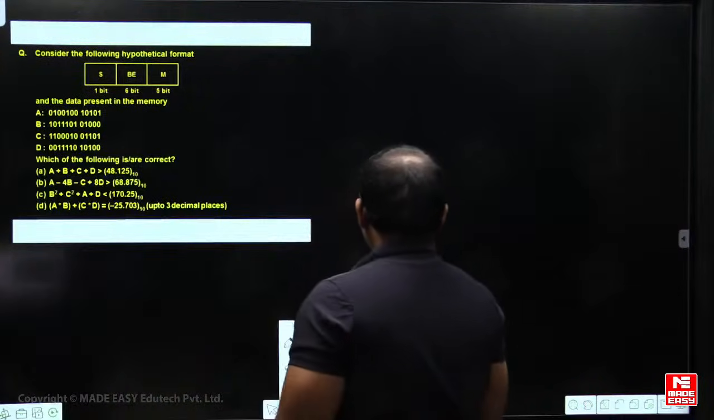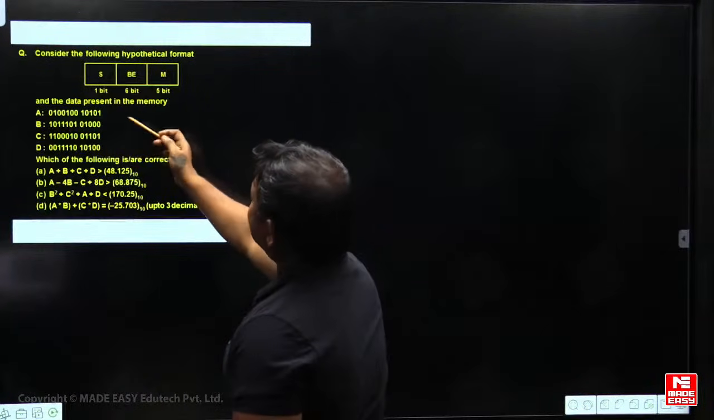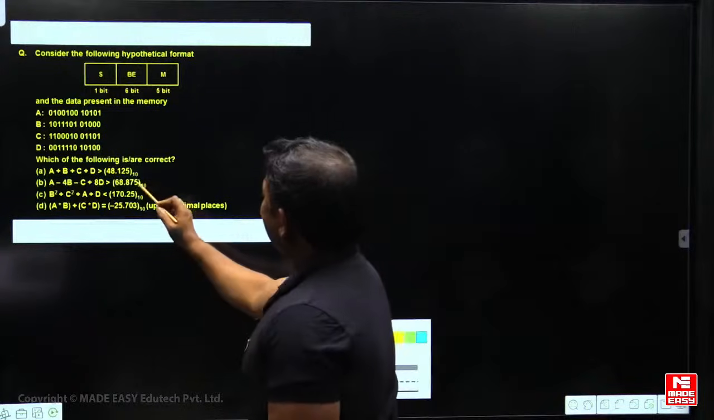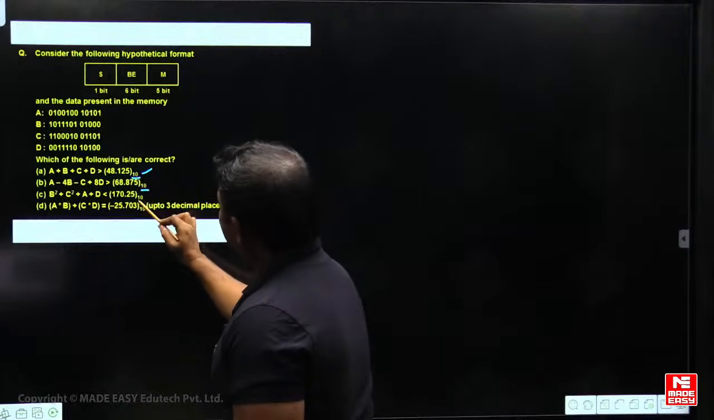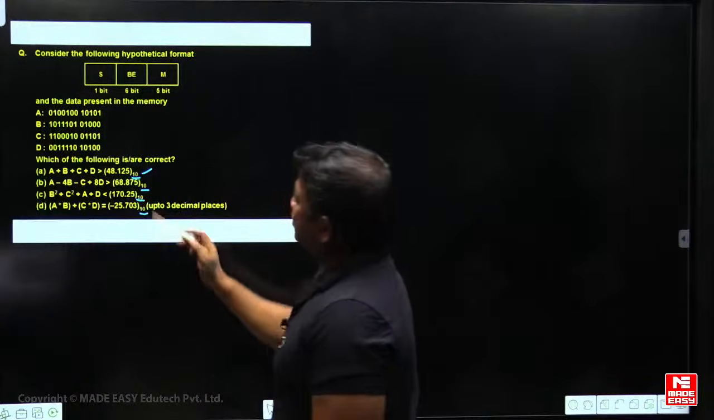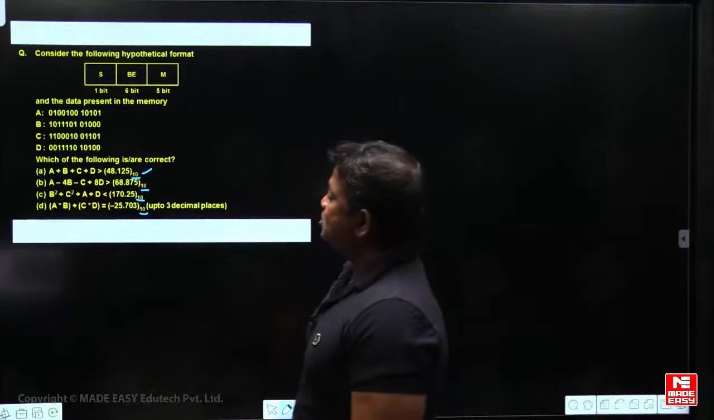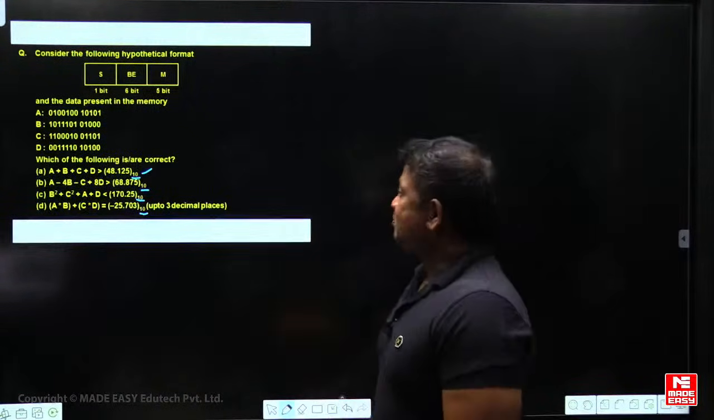To solve this question, first you need to convert the data into decimal, because here the options are all decimals. So this is the memory data. Convert this memory data into decimal first, and after that substitute. You may get the answer.